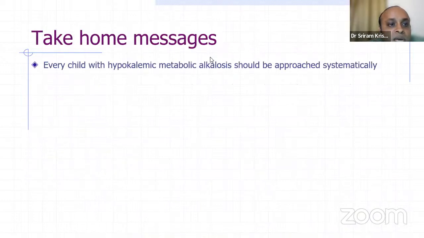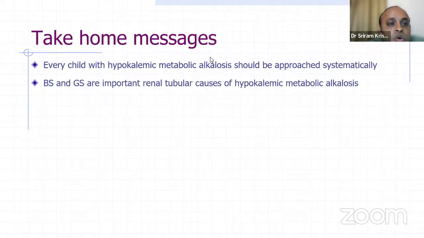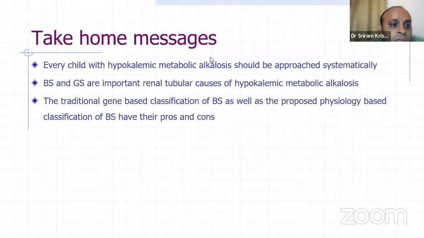So my take-home messages are: every child with hypokalemic metabolic alkalosis should be approached systematically. Bartter syndrome and Gitelman syndrome are important renal tubular causes of hypokalemic metabolic alkalosis, and one should suspect them when the blood pressure is normal or low. The traditional gene-based classification of Bartter syndrome, as well as the proposed physiology-based classification, have their own pros and cons. The physiology-based one is not without any disadvantages.